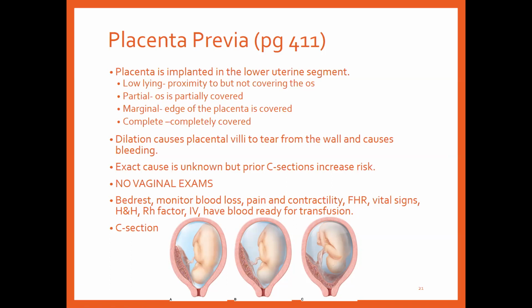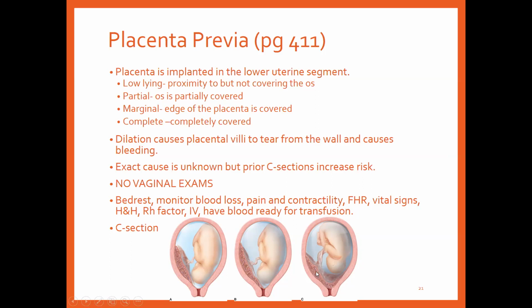Now, what happens here is they're not really sure why it necessarily implants down there. It may be because prior C-sections actually increase the risk, because the egg drops and then it attaches to some scar tissue, which, when they cut mom open, is usually down here in the lower portion. And so then it attaches there. So what happens is when mom begins to dilate, the placenta starts ripping off the side of the uterus and starts to bleed.